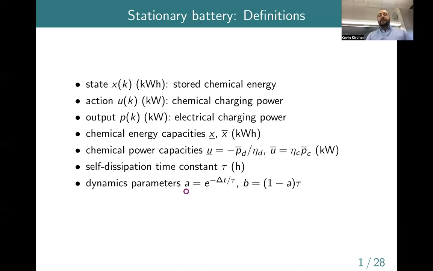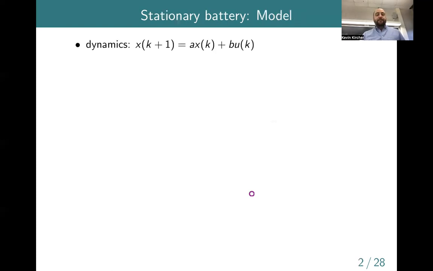So A is going to be the thing that multiplies the state in our discrete time dynamics model. And that's just e to the minus delta t on tau. You guys have done a bunch of homework on this now, so you know where that comes from. That should be very familiar. And then B is just 1 minus A times the time constant tau. So B has units of hours, and that'll be what multiplies basically the power term in the dynamics.